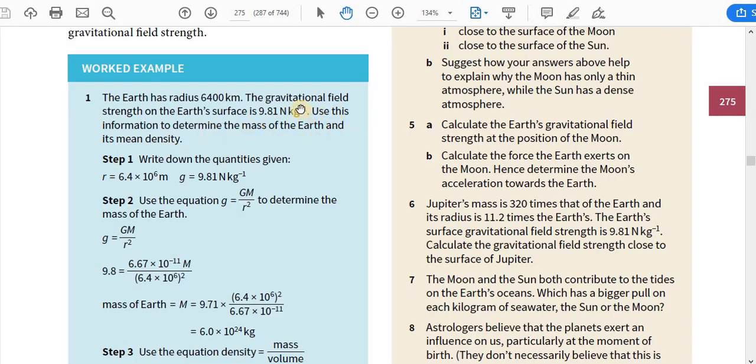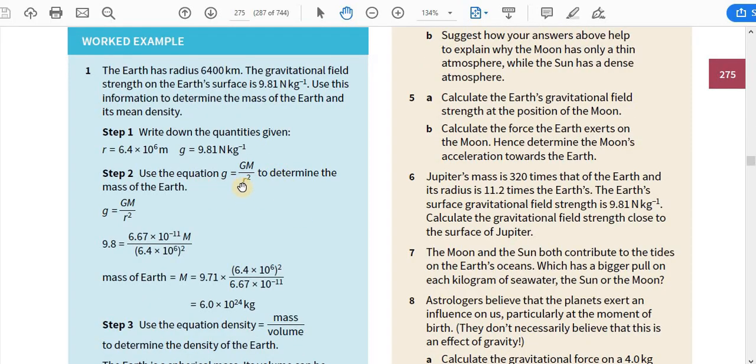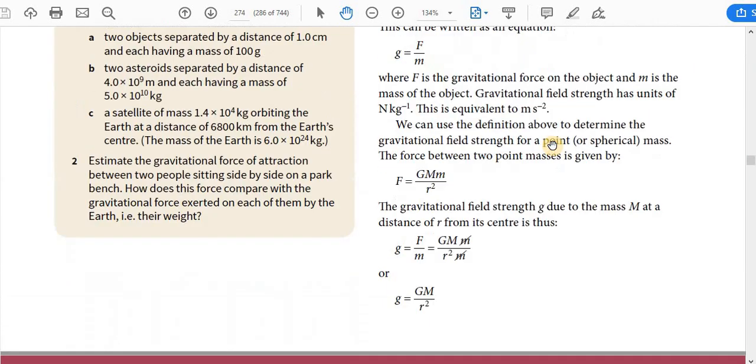Okay, they have given the gravitational field strength, they have given the radius. We are supposed to determine the mass of the earth and its mean or average density. So write down, the first thing you can do is write the quantities given in the question, and if you can draw a diagram, that is better, but for this I don't think you need a diagram. Use the equation g equals GM over r squared to determine the mass of the earth. You already learned this equation and I showed you how to derive this equation. It's given here.